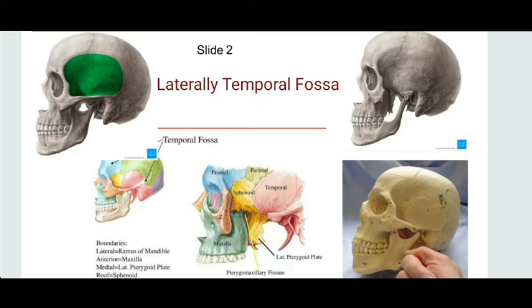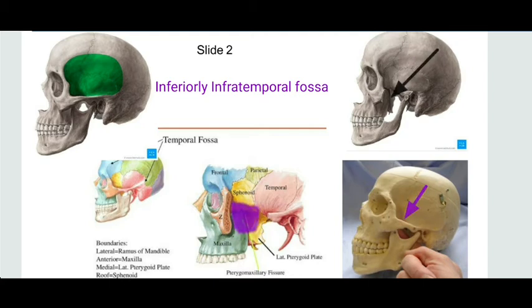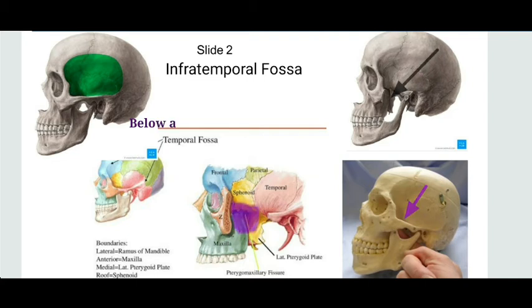The temporal fossa, marked in green, is a shallow depression on the side of the skull, and inferiorly it is related to the infratemporal fossa. Infratemporal fossa is an irregularly shaped cavity situated below and medial to zygomatic arch.